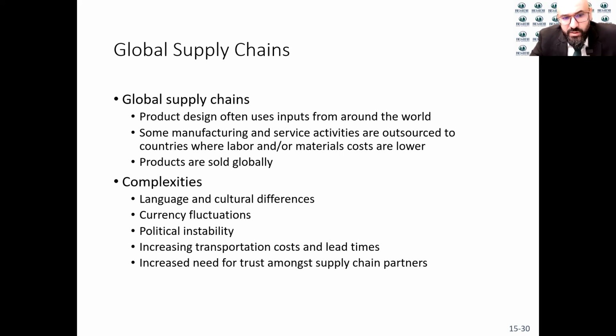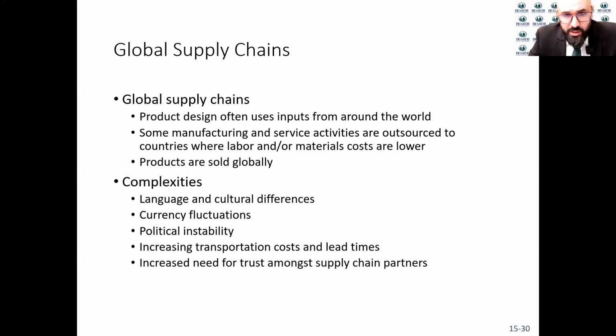Some manufacturing and services activities are outsourced to the countries where labor or material costs are lower. So that's another advantage. Maybe you could just go to another country with cheaper labor and cheaper material, because they're more available there than here. So that's something that you maybe need to consider, to shift some of your activities overseas. Products are sold globally. That's something that your goal should be, to sell your products globally.